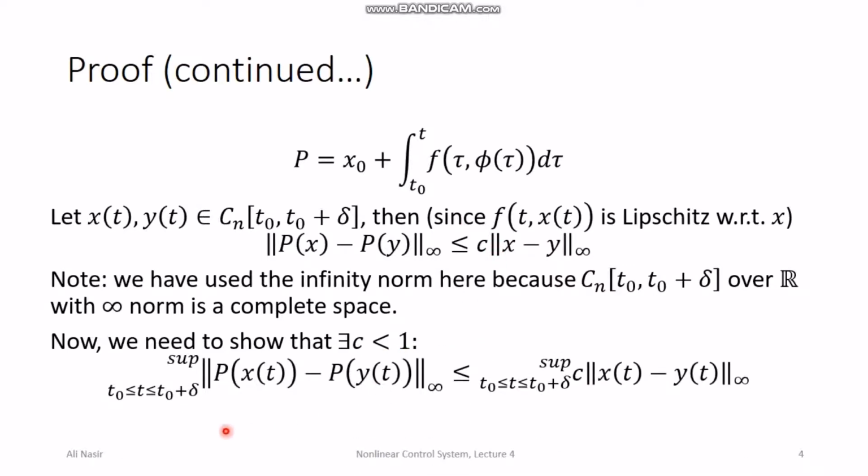For that, we take the supremum of P of x minus P of y over the time interval from t0 to t0 plus delta t, over which these functions are defined. And similarly, we take the supremum on the right hand side as well, because x and y are also functions of time. So if this supremum is less than or equal to this supremum times C, where C is shown to be less than 1, then we will be done. We will have proven that the solution of the differential equation exists and is unique.